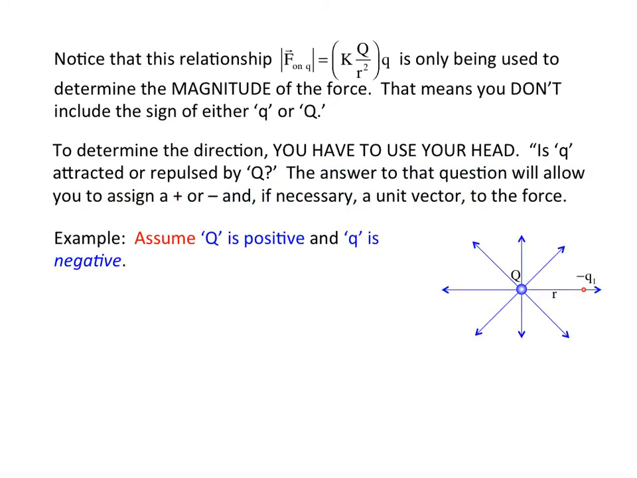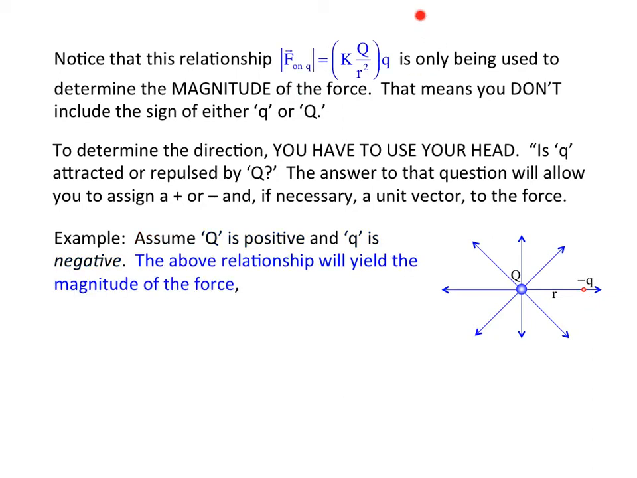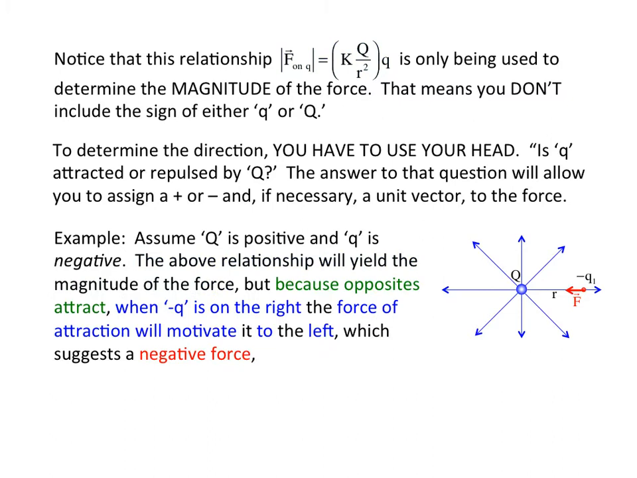So as an example, let's assume that the field producing charge is positive and that the charge that's going to end up feeling the effect out here is negative. Our relationship up here is going to allow us to determine how large a force the field producing charge is going to end up exerting on this minus q. And by using our head, we can see that if this is positive and this is negative, there's going to be an attraction between the two, which means the force on the negative charge here is going to be in this direction. This is in the negative i direction. That would be the direction of the force.